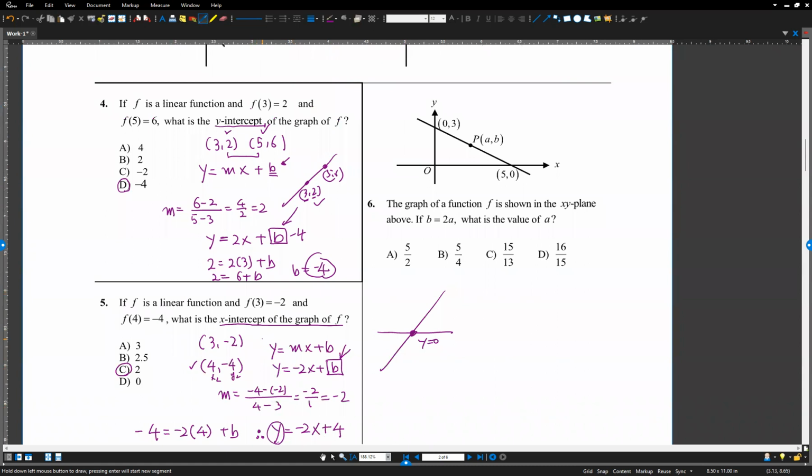All right, number 6. This is still linear. But this point has b equals 2a. Replace over here. This is a and b. b equal to 2a means the point is a and 2a. That's it. Better to use one variable, okay? Just a moment, okay?